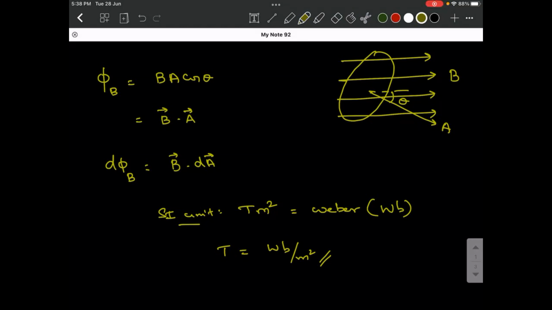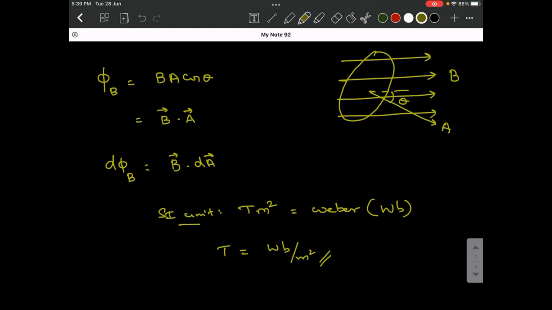Next, is magnetic flux a scalar quantity or a vector quantity? It is a scalar quantity because you are doing the dot product between both the vectors. And moreover, it says it is a number of field lines. Is it clear to this point?